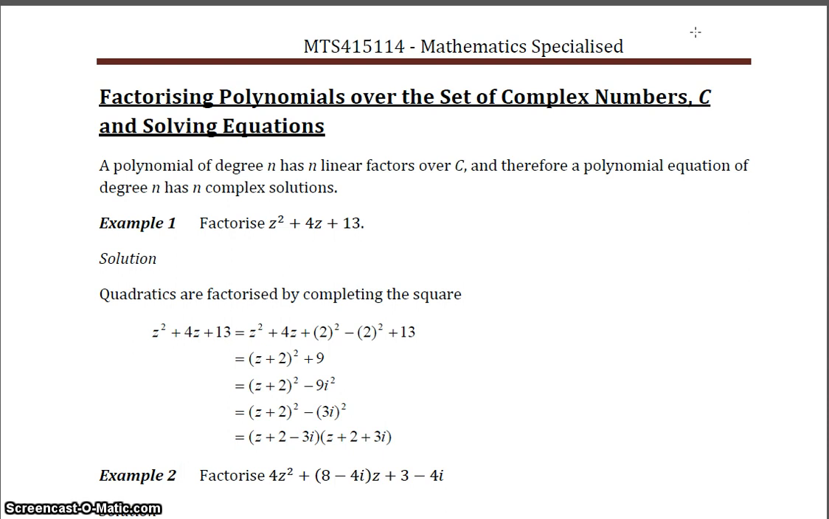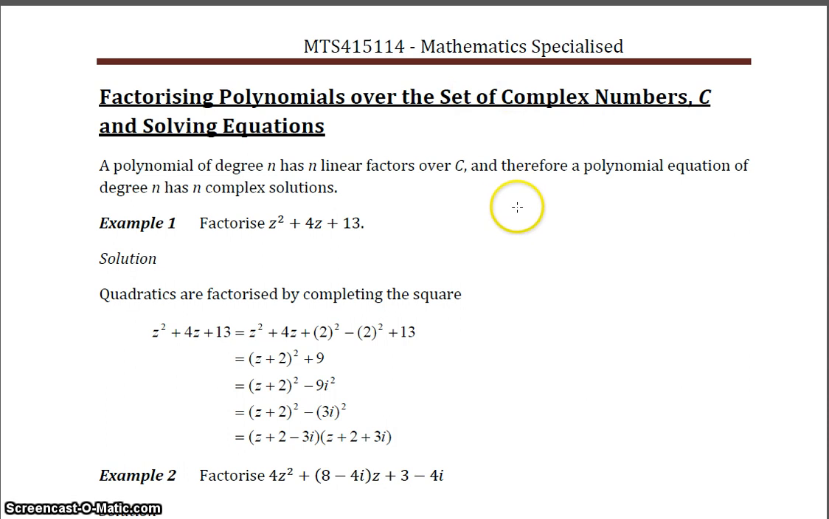In this first example, we've got a quadratic, and to factorise quadratics in complex numbers, we need to be able to complete the square. So I just want to remind you how to complete the square. You'll notice that in this quadratic we have our leading term, which is the power of 2, our next term, which is our z to the power of 1, and our constant term. Now, when we're completing the square, what we're aiming to do is to get our quadratic as a perfect square.